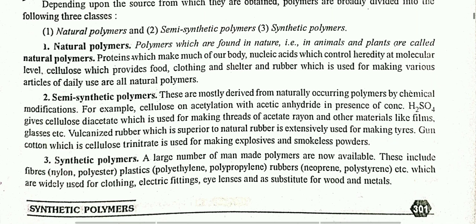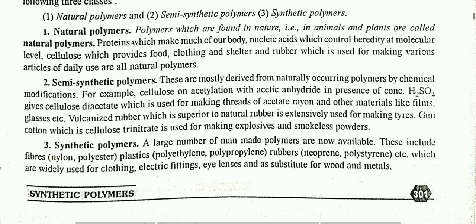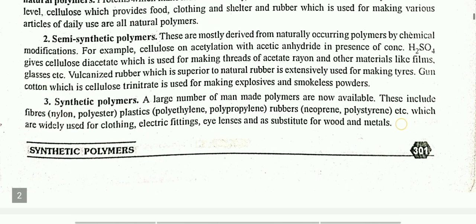Semi-synthetic polymers. These are mostly derived from naturally occurring polymers by chemical modifications. For example, cellulose on acetylation with acetic anhydride in presence of concentrated H2SO4 gives cellulose diacetate, which is used for making threads of acetate rayon and other materials like films, glasses, etc. Vulcanized rubber, which is superior to natural rubber, is extensively used for making tires, etc. Gun cotton, which is cellulose trinitrate, is used for making explosives and smokeless powders.